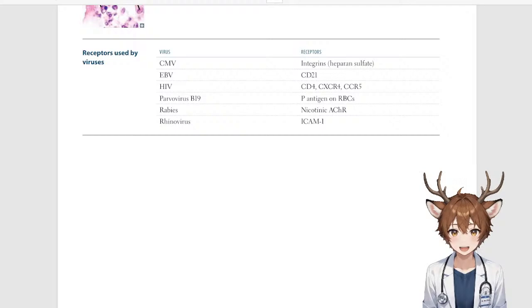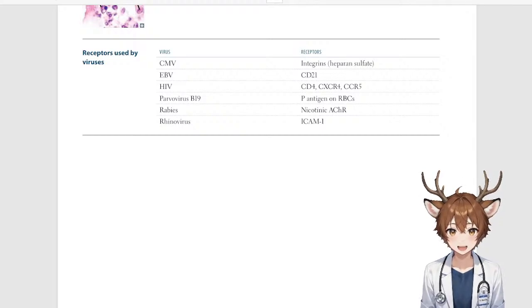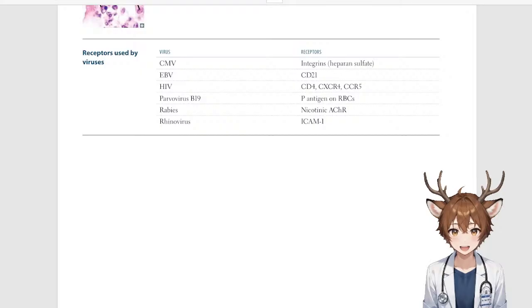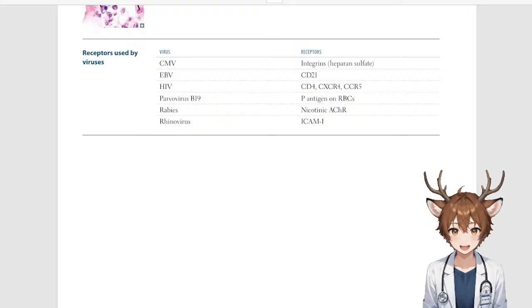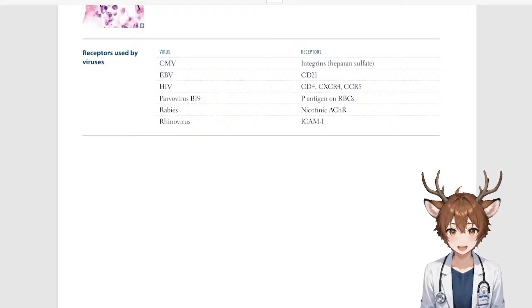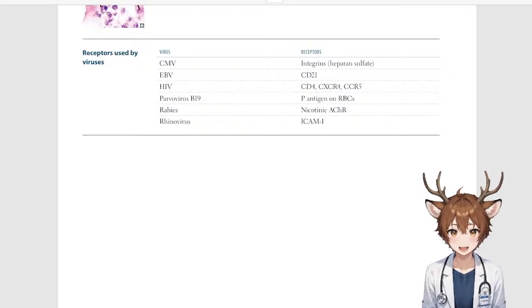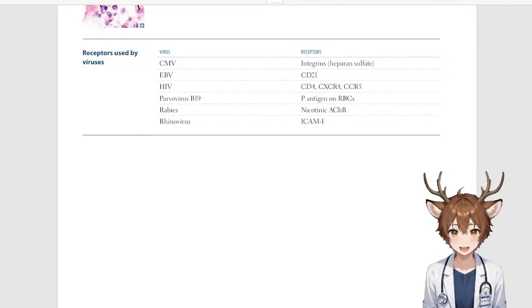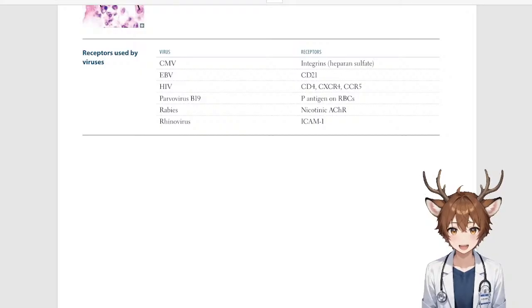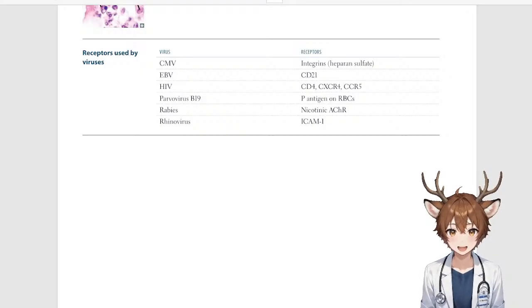Receptors used by viruses. Yeah, the virus and the receptors. So let's talk about it. CMV goes for what? The integrins, heparan sulfate. What about EBV? It goes for CD21. What about HIV? CD4, CXCR4, and then CCR5. And bear in mind, CD4 I believe is an early thing it goes for, and I think maybe CCR5, not quite sure. But CXCR4, that's a longer term, later stage thing, I believe.